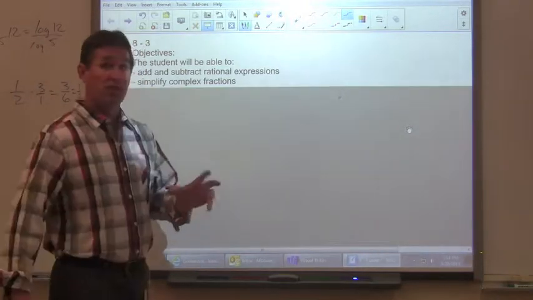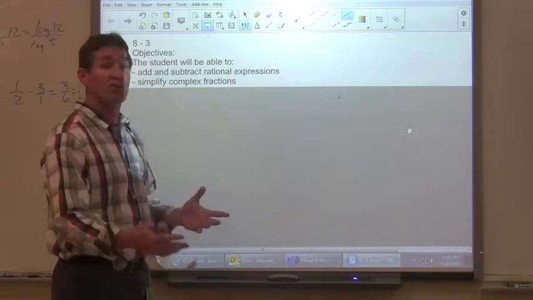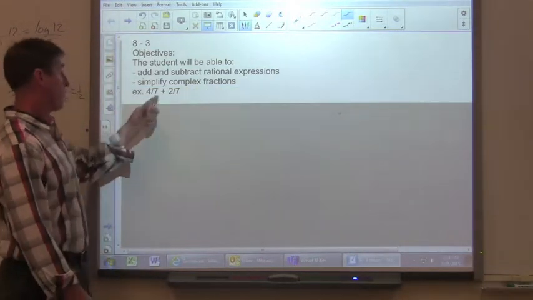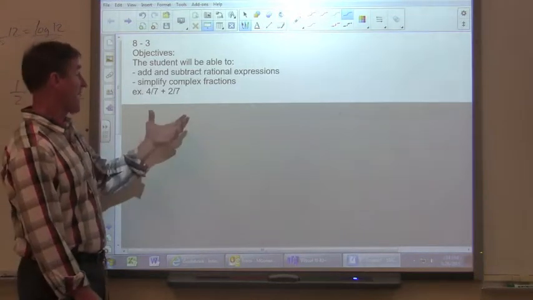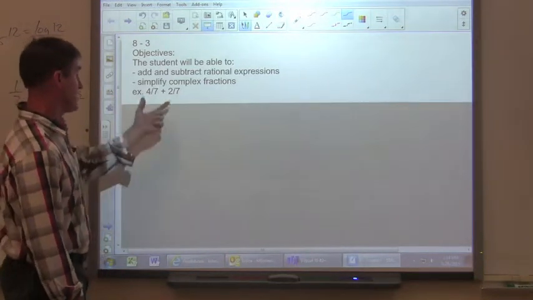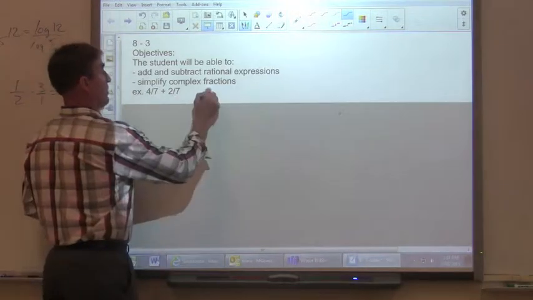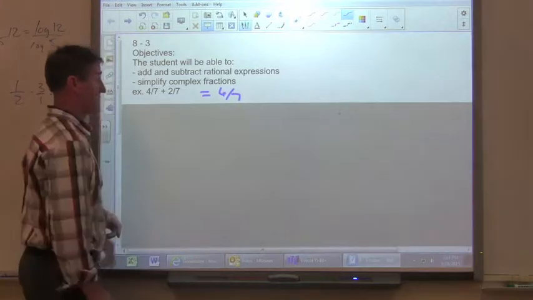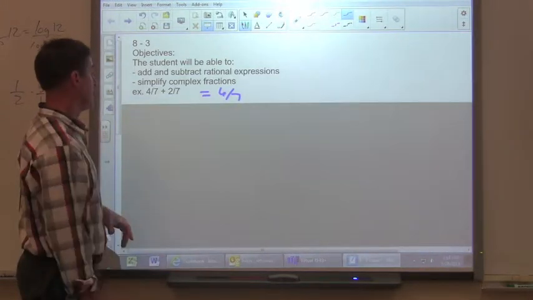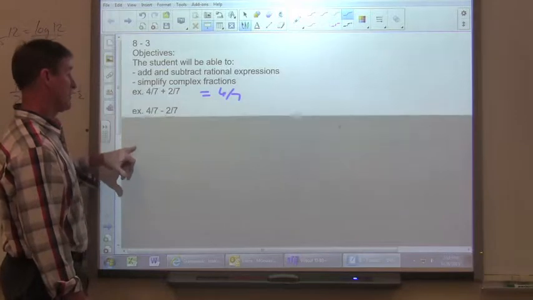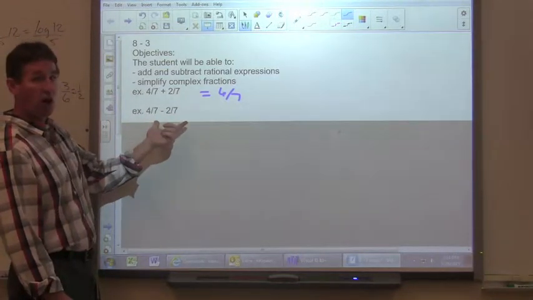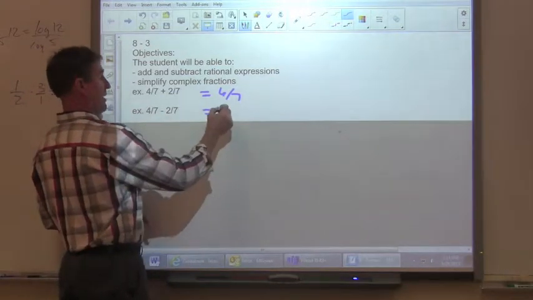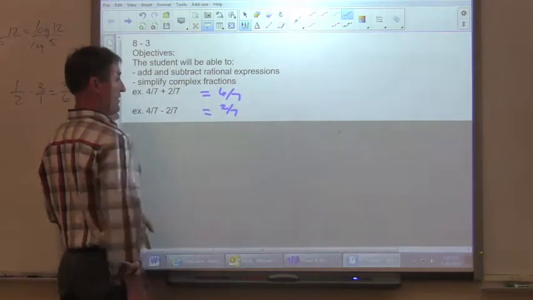So to start with, let's just look at what you first learned with fractions with addition and subtraction. So an example, 4/7 plus 2/7. Remember, to add fractions, you have to have a common denominator, which in this case is 7. And then we just add the numerators together, so 4 plus 2 is 6, and we get 6/7. Fairly easy for you. With subtraction, nothing changes, we have to have a common denominator. But now we just subtract the numerators, so 4 minus 2 is 2/7.